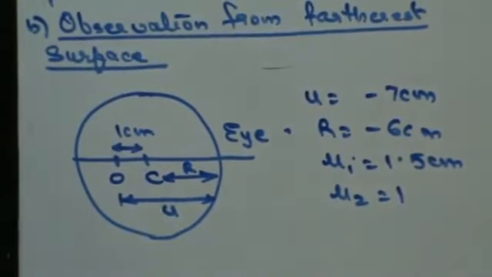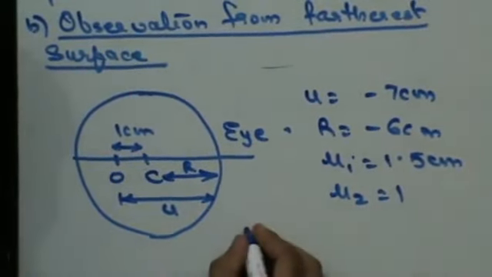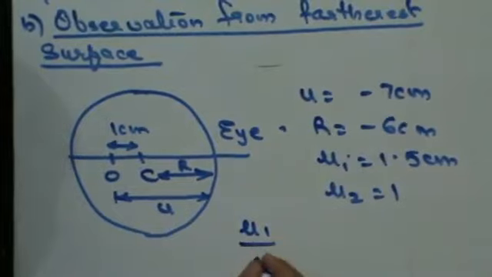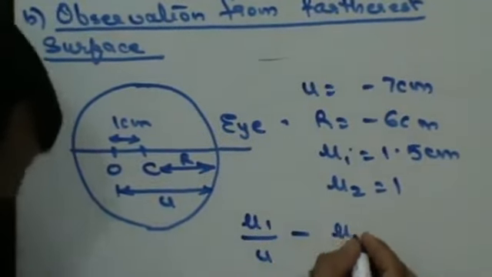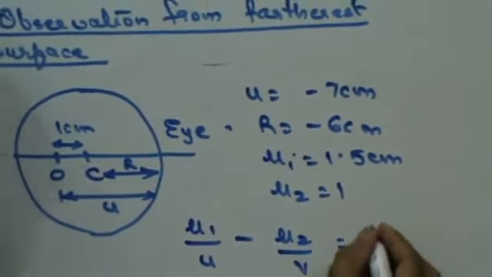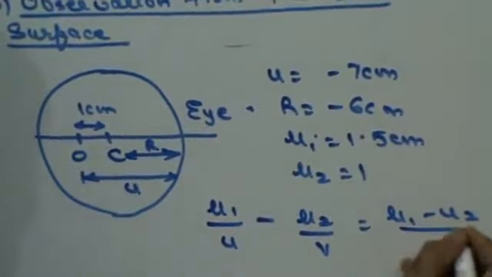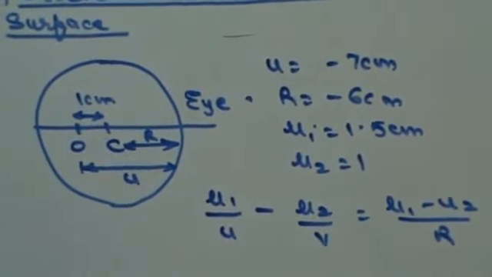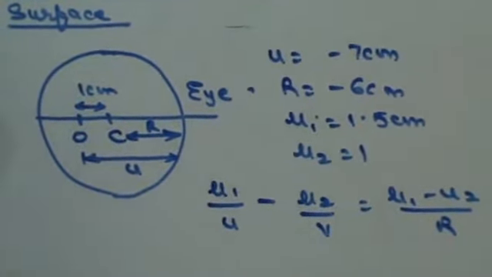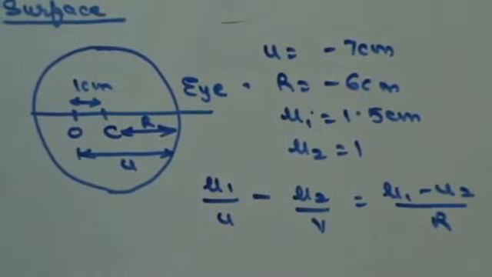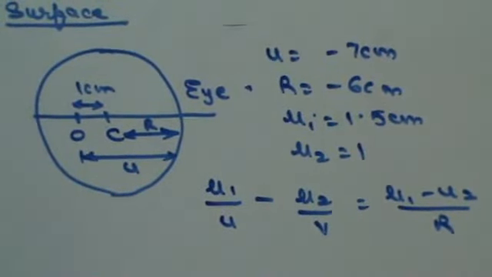I have already shown you one part of it. Same formula you will use: mu1 upon u minus mu2 upon v is mu1 minus mu2 upon R. Guys, I am not solving it. I have already solved one part and shown it to you. You have all the values, basic substitution, and you should be able to get the answer for this.